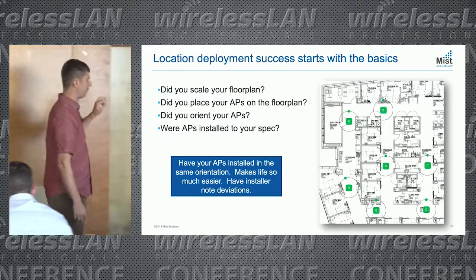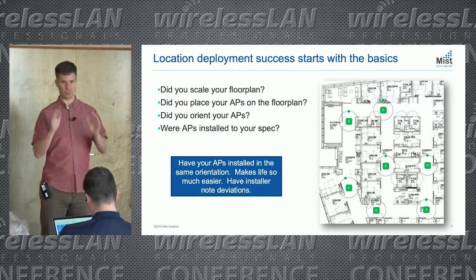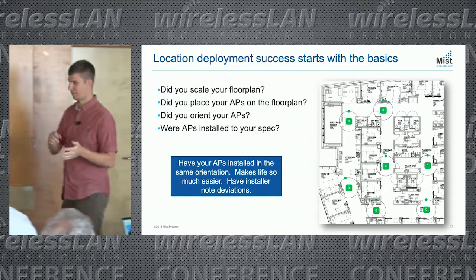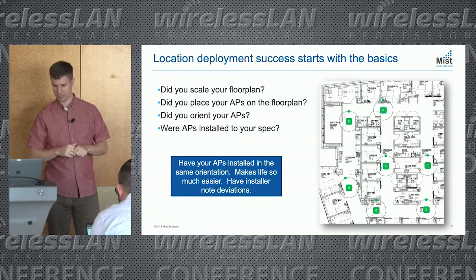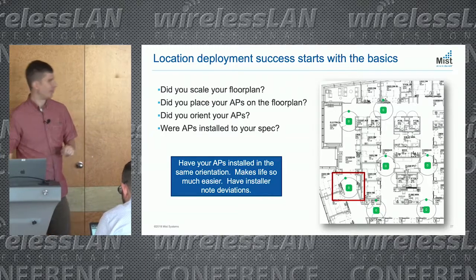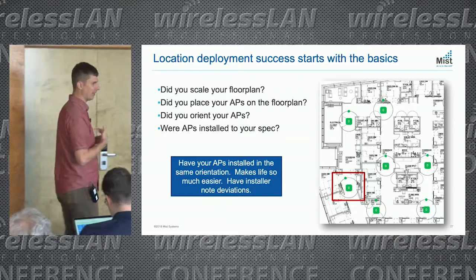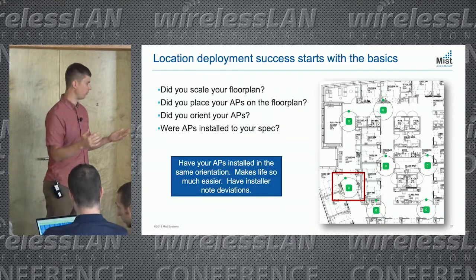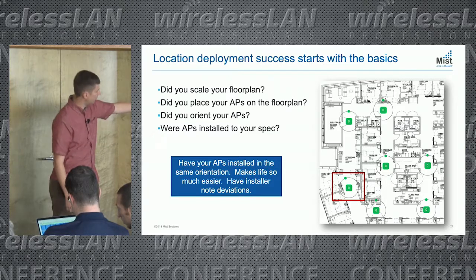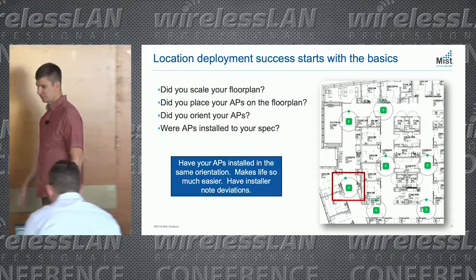So we typically recommend having your APs installed in the same orientation because it makes your life so much easier when you're doing a deployment. You can bulk edit and orient your AP in the correct fashion. It's very frustrating when you have one AP that is slightly off from the rest and you have to walk through, as you're doing your validation, and you see, okay, this guy, in this case, is off by 20 degrees, which is enough to cause an issue.